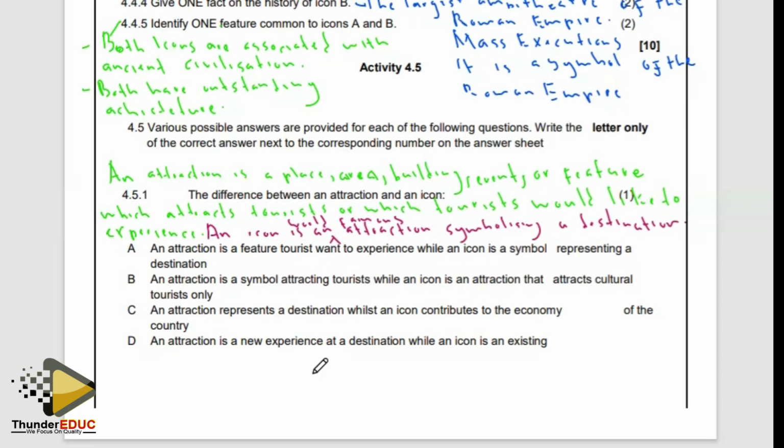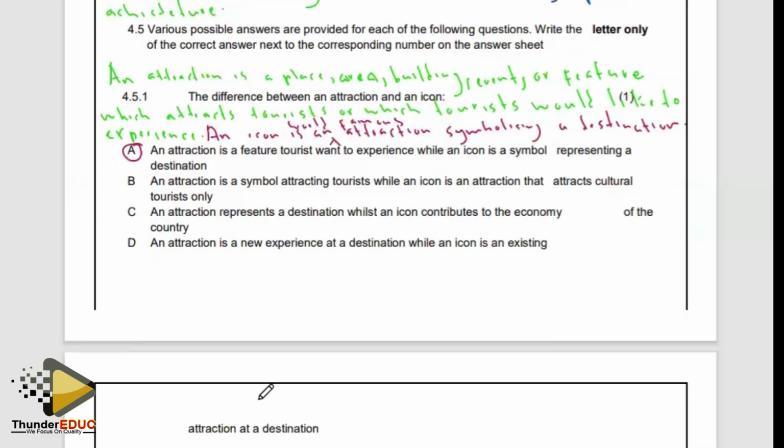So the one which resonates well with our definition is: an attraction is a feature a tourist wants to experience, while an icon is a symbol representing a destination. So letter A is the most suitable of the responses. Now let's move on to the next one.